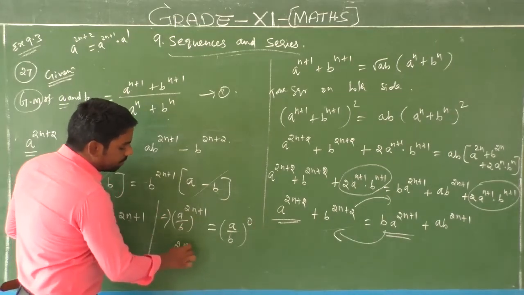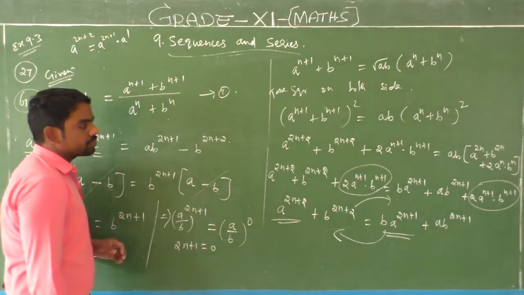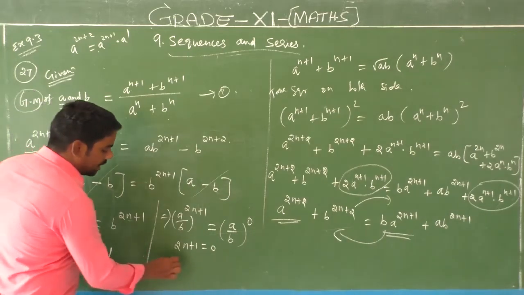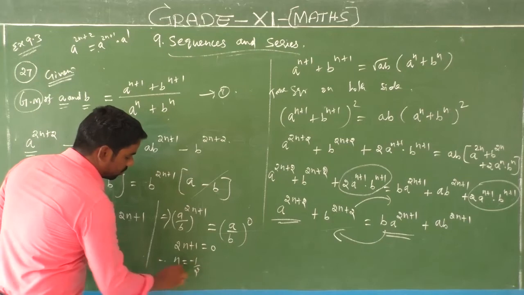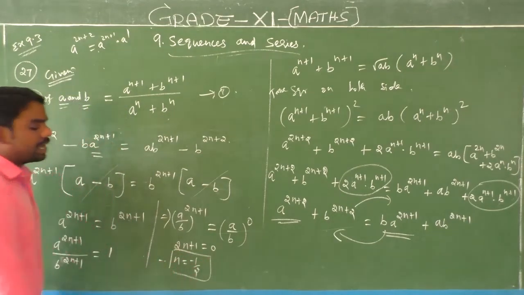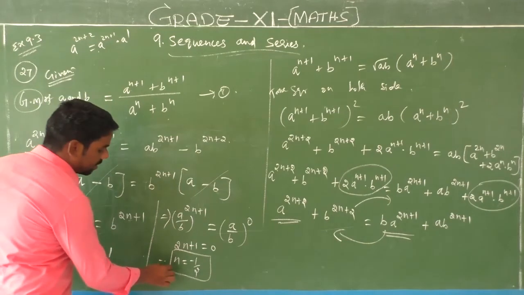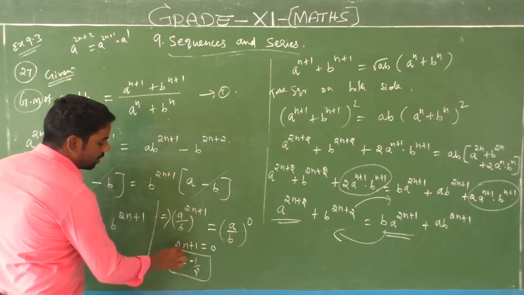Therefore 2n plus 1 equal to 0, which implies n equal to minus 1 by 2. Therefore the required value n is equal to minus 1 by 2.